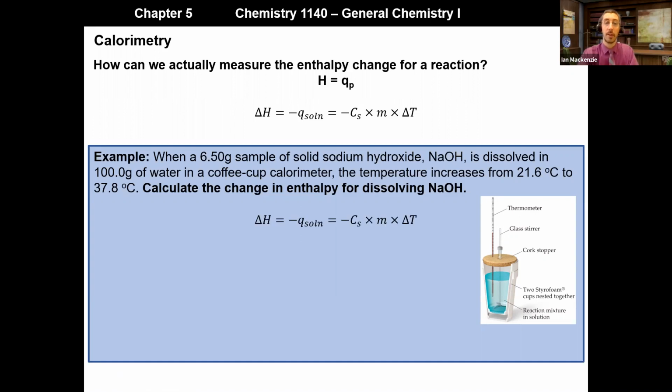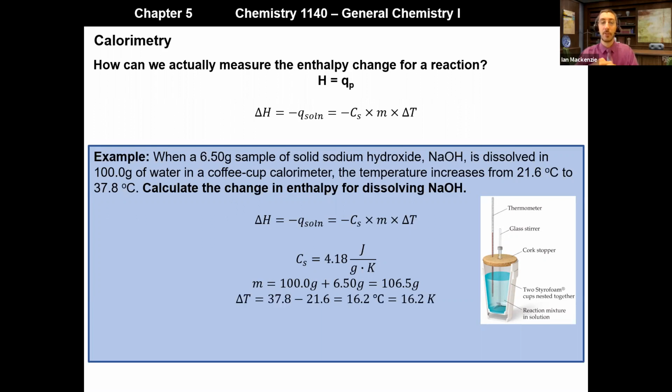So let's go through this here. We've got our equation. The specific heat is the specific heat of water here. That's the majority component of our solution, so we'll take that to be just the specific heat of the solution. The mass is the sum of the two masses because that's the total amount undergoing the change. And then the temperature is simply final temperature minus initial temperature, and so we have now a change in temperature of 16.2 degrees Celsius.